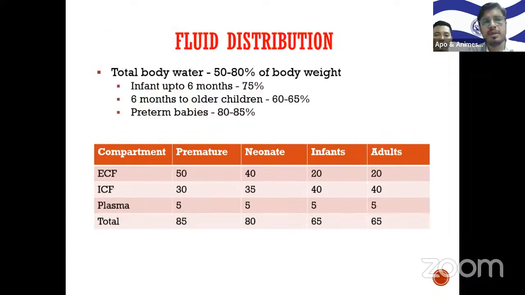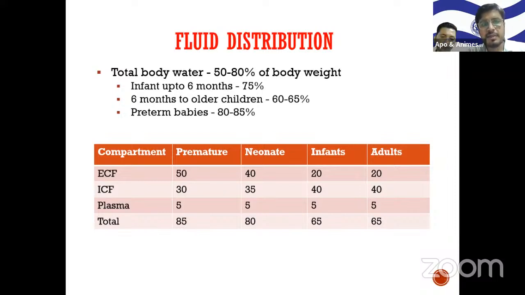Fluid distribution. The same thing, that total body water in infants and neonates is around 50 to 80% of the body weight. So in preterm babies, it can go as high as 80 to 85% of the body weight, and in neonates it is around 75 to 80%, while as the infant grows up to 6 months or up to 1 year, it reaches 60 to 65% gradually.